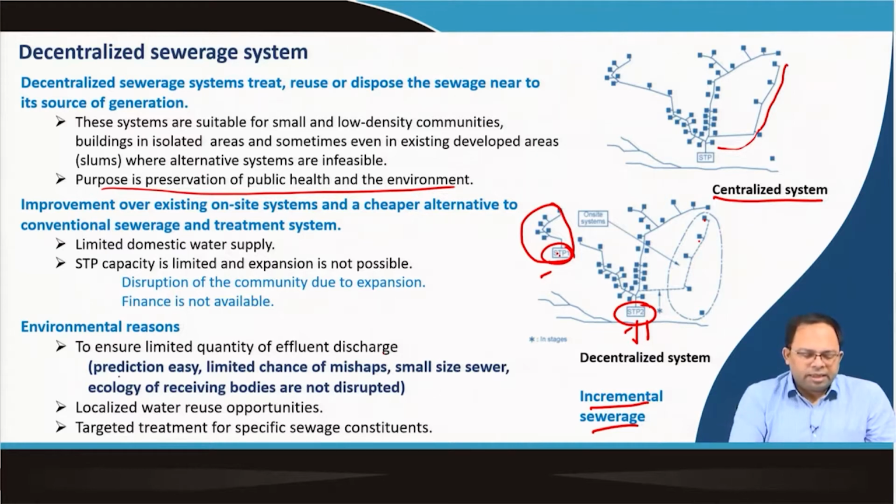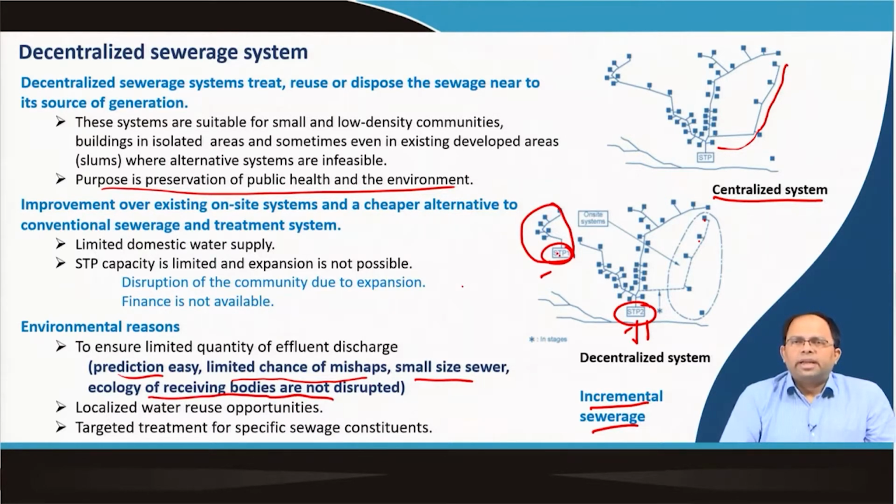Then with this kind of system, we can predict the sewage generation and the fluctuations easily. The prediction is much easier because we have to deal with only a few, much less number of buildings, and then there is limited chance of mishaps. Small size sewer, we are not going to have large diameter pipes. Ecology of receiving bodies is not disrupted because of the low quantity of sewage.